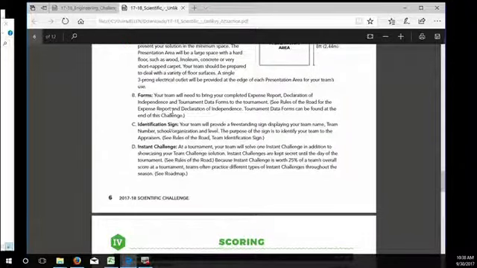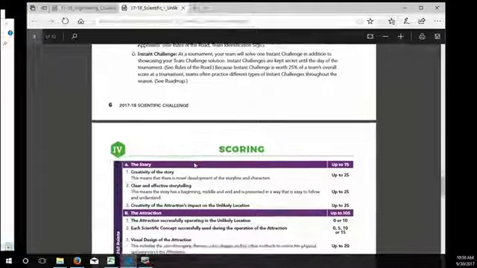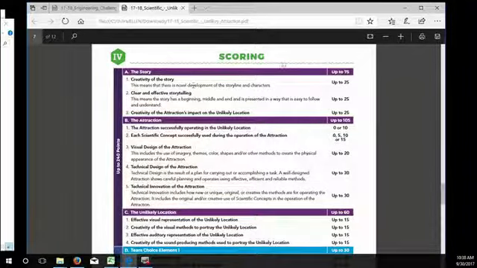So it tells you something about forms, identification sign. They have to have an identification sign. It's an unscored item. Please don't get hung up on what it looks like. And then instant challenge. All of the teams have to do instant challenge. Then scoring is the next section, and we talked about that a little bit.